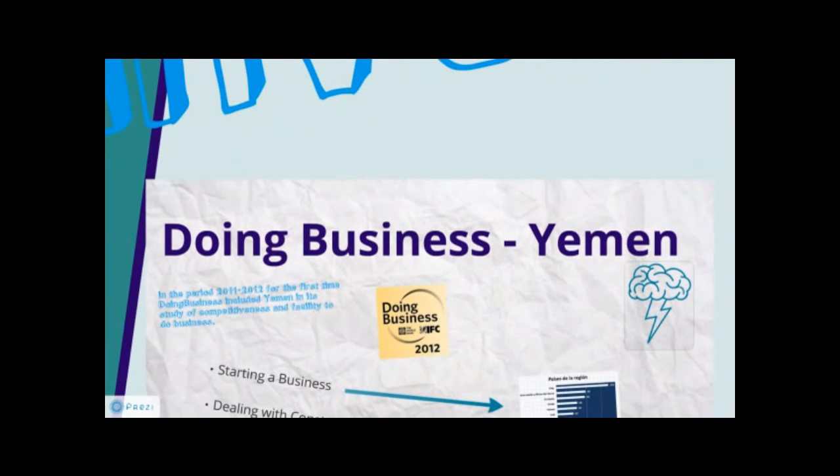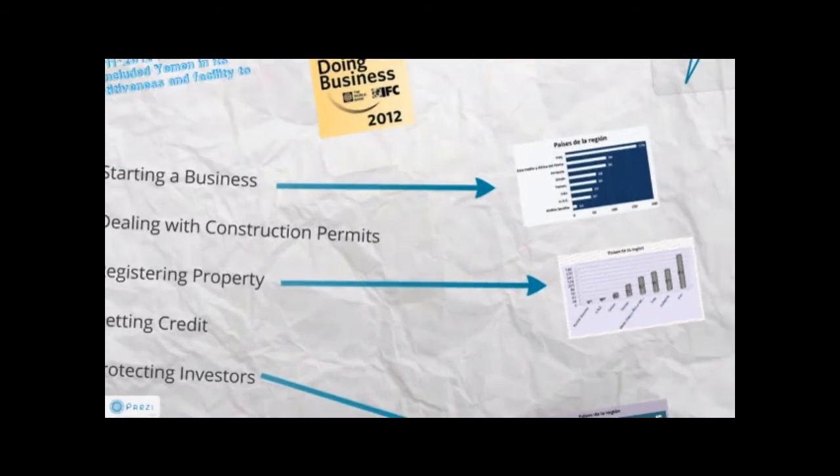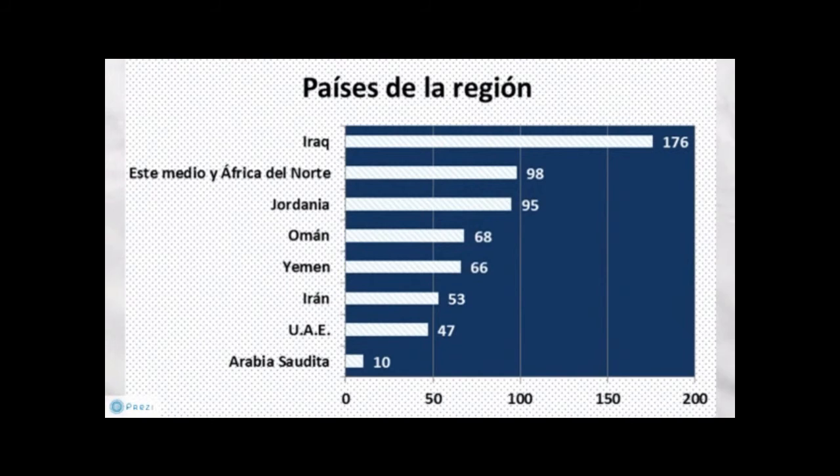In order to determine how we can invest in Yemen, whether buying a company or creating a new one, we have to take a look at doingbusiness.com. In the period of 2011 to 2012, for the first time Doing Business included Yemen, and this study of competitiveness and facility to do business evaluates using these guidelines: starting a business, management of building permits, registering property, getting credit, protecting investors, paying taxes, enforcing contracts.